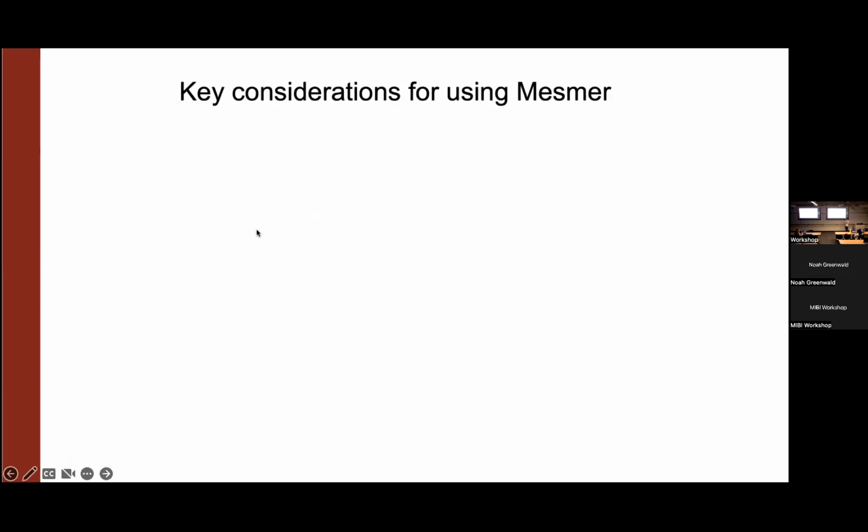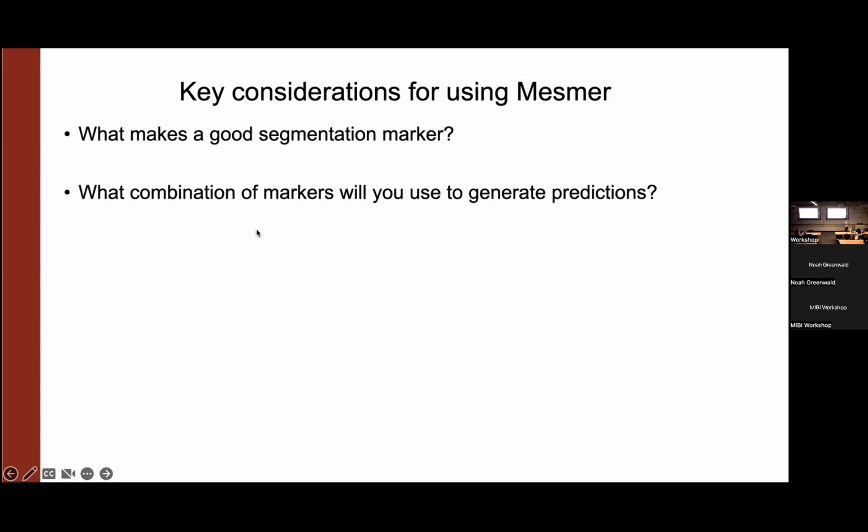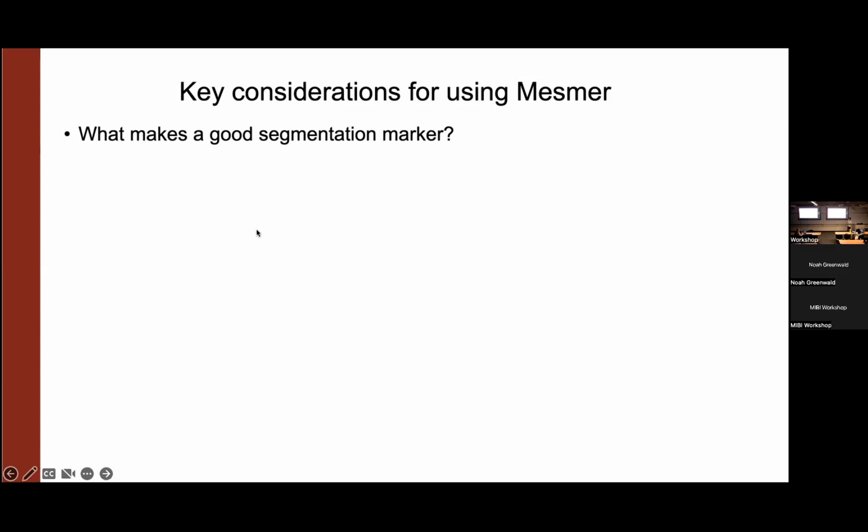Okay, for us, what are the key considerations when you're using Mesmer to segment your data? One thing to think about is what makes a good segmentation marker. We are sort of blessed with many different channels potentially that we could use for segmentation. Our friends doing Vectra, maybe you only have one membrane marker, so that's your only option. If you're doing MIBI or Codex or CyCIF, you might have many different markers that potentially could identify the membrane. And so the question is, which of those are going to be good to use?